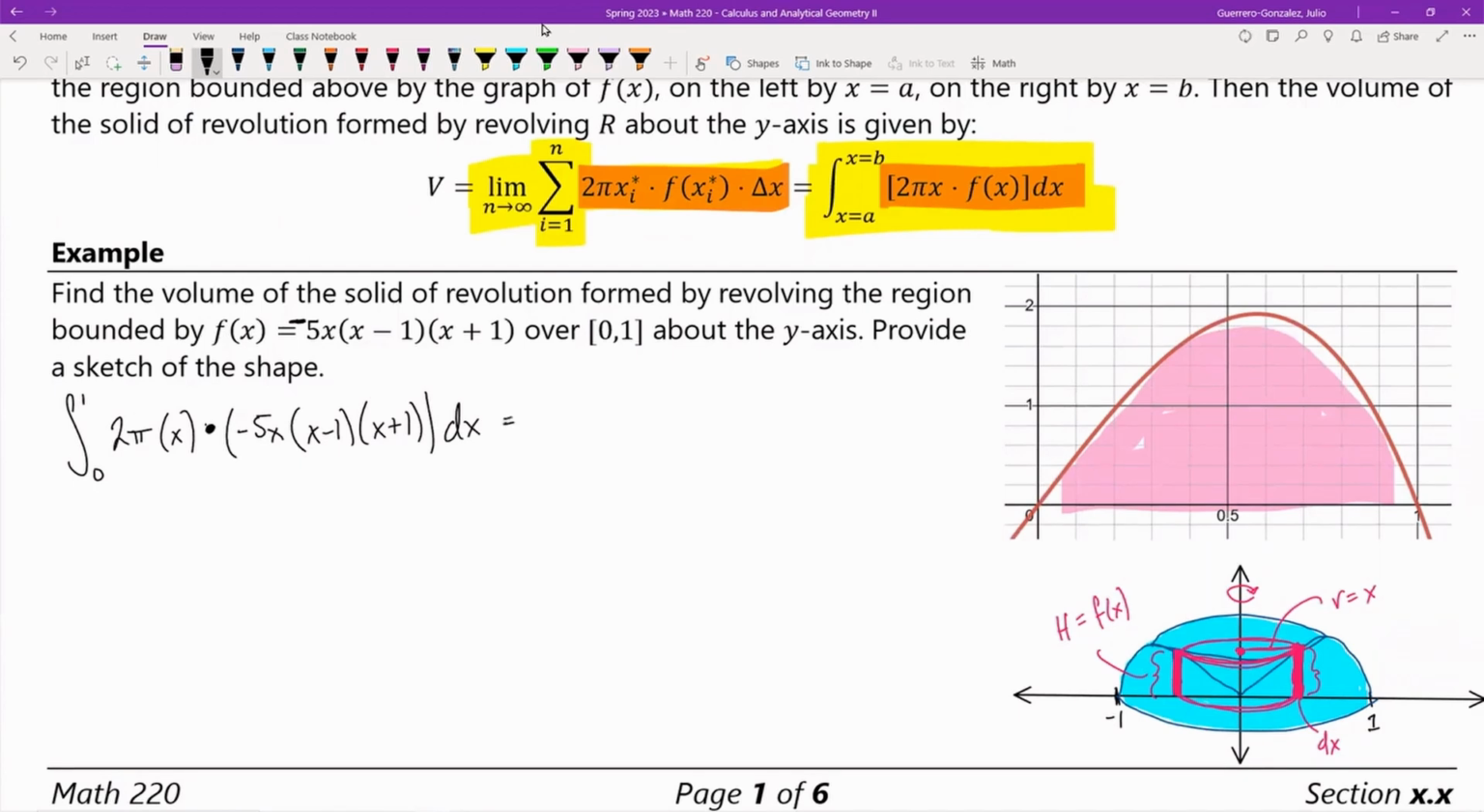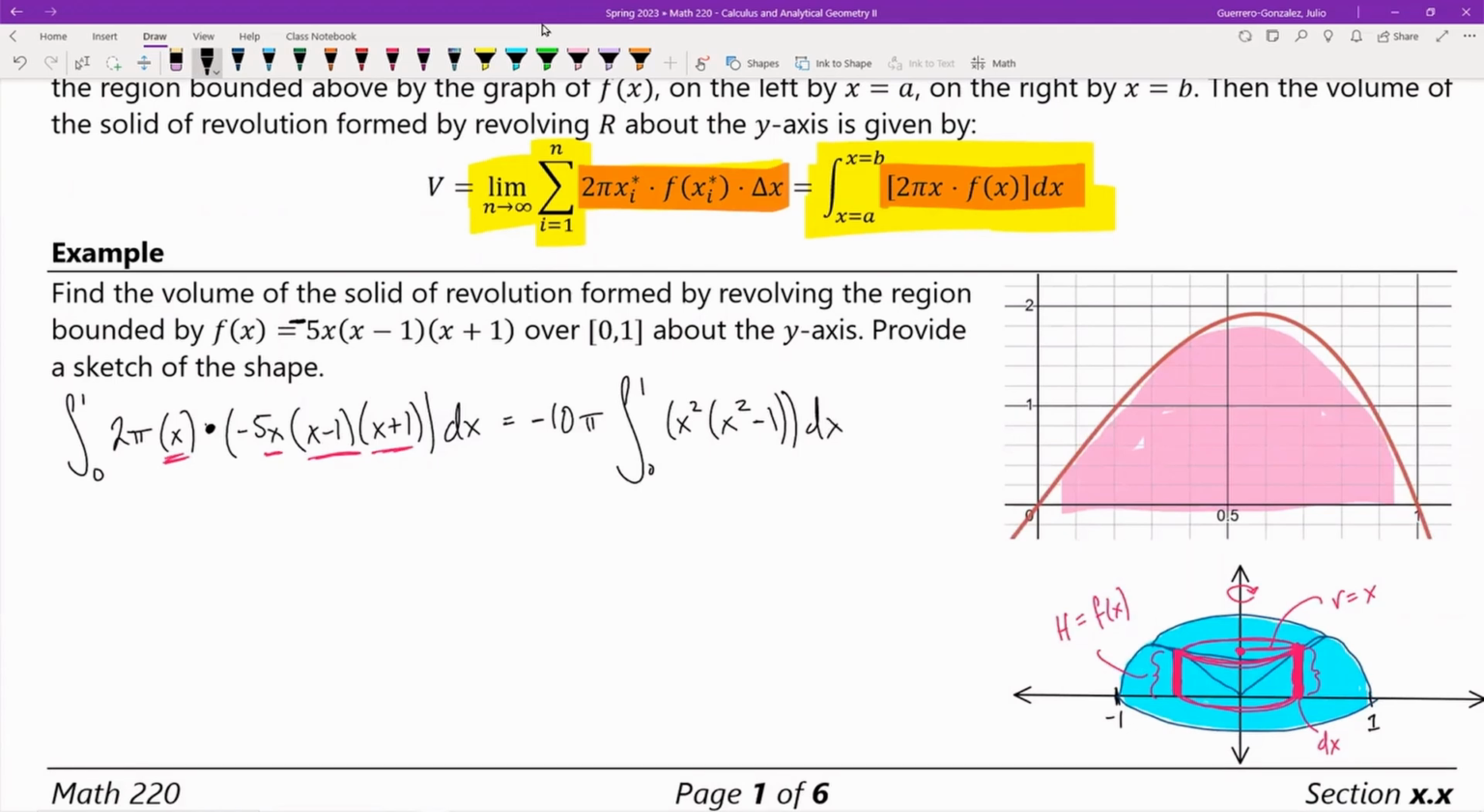Okay, I'm going to reduce this a little bit. There's a 2 pi. That's a constant. I can pop that out. And there's a minus 5 times all the rest of the stuff. That's also a constant. I can pop that out. So what's going to pop out now is negative 10 pi times the integral from 0 to 1. And all of this stuff, the x, another x, let me actually underline them. The x here, x minus 1, x plus 1, that reduces down to x squared minus 1, dx.